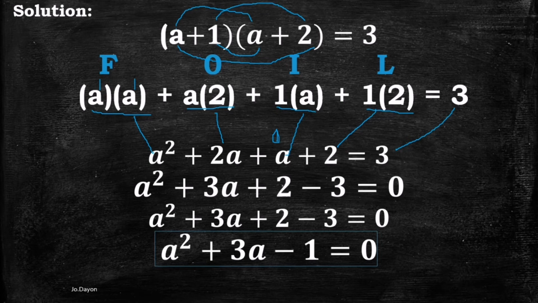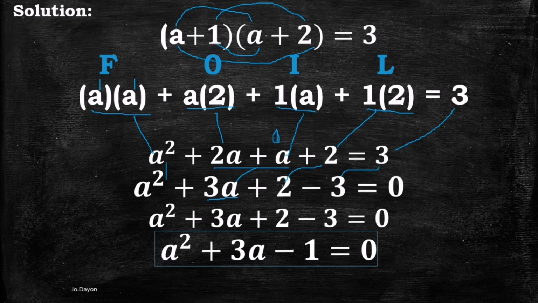Now, what's next? We are going to transpose 3 to the other side of the equation in order that our right side will become 0. But actually, that is coming from the subtraction property of equality. I will just use the word transpose. So we have a squared, you copy. And why do we have 3a here? We have combined 2a and a. 2a plus a, we have 3a. Then you copy 2. So positive 3 becomes negative 3 once transposed to the other side of the equation.